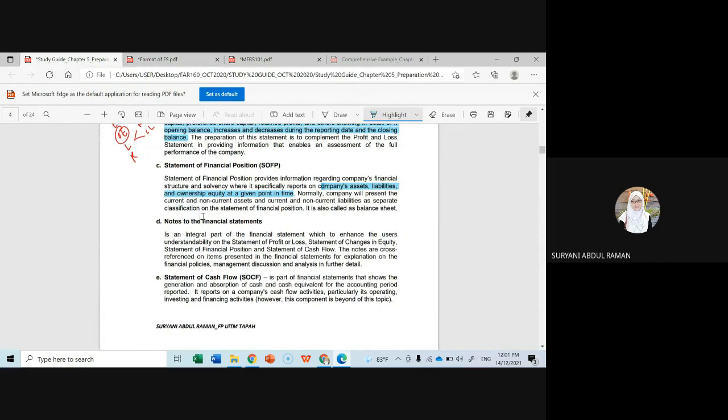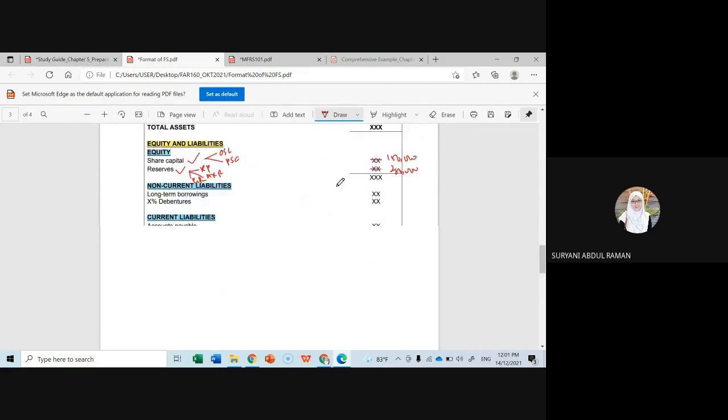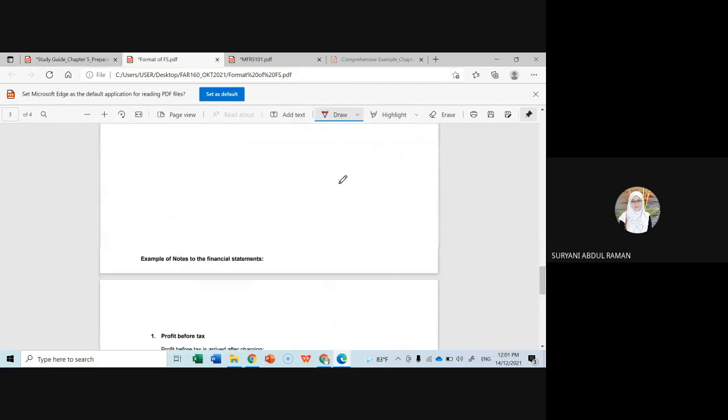Okay, next component is notes to the financial statement. What is notes to the financial statement? It is an integral part of this financial statement which enhances the user's understandability of the statement of profit or loss, statement of changes in equity, and statement of financial position, and also statement of cash flow. The notes are cross-referenced to items presented in the financial statement for explanation. For example, like for PPE just now. Okay, for example, the note number is number 4. Is it number 4? No, number 2.